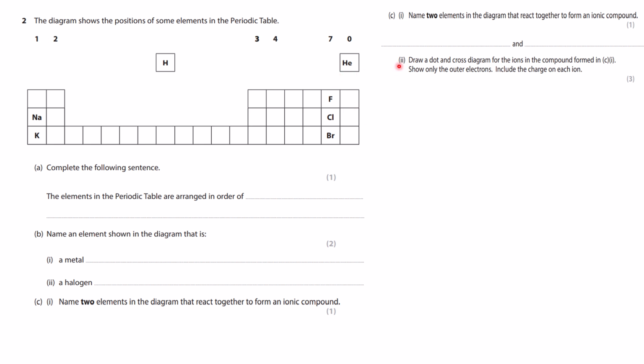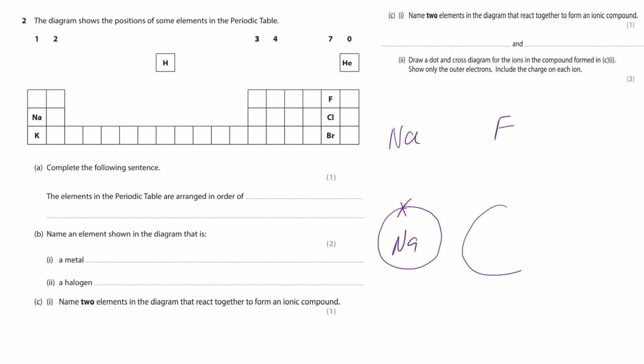Now question 2 says, draw a dot and cross diagram for the ions in the compound formed in part 1. So let's pick the compound that we're going to be looking at now. Let's choose sodium and let's choose fluorine. Okay. Now sodium is atomic number 11. It doesn't matter, but the most important thing, we know that sodium has got 1 electron on the outside, because it's in group 1.